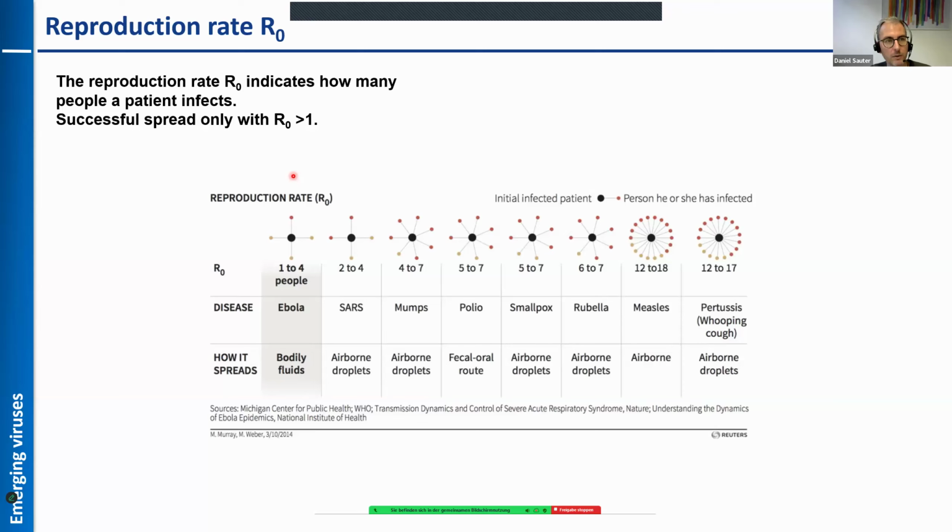Then one term I would like to introduce is the term R0, or R-naught. So this is the so-called reproduction rate. And the reproduction rate is an important number for epidemiologists because it describes the average number of individuals that one person would newly infect. And this is illustrated here by this cartoon.